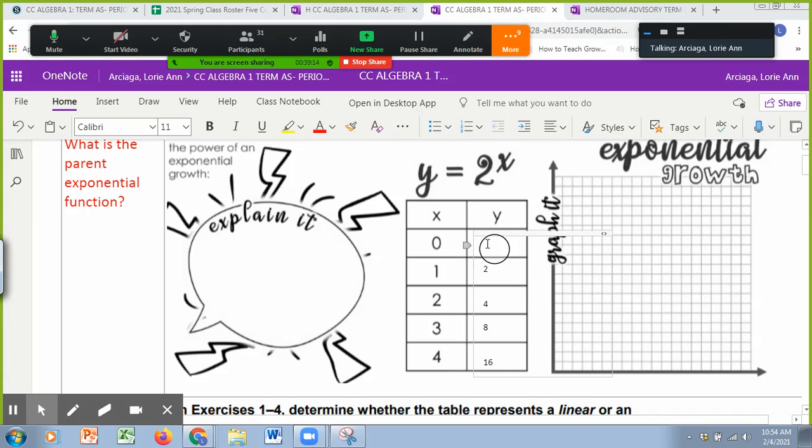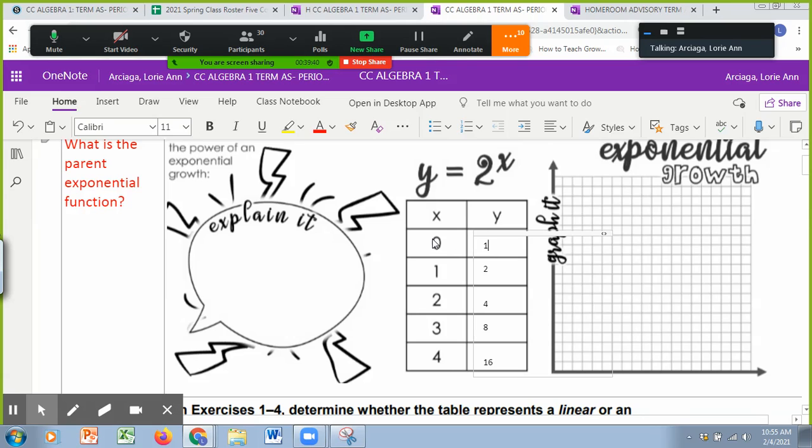If I put 0 here and then I times it by 2, according to Shalia, is 0 times 2, 2? What do you think? 1. Very good, very good. So let's erase that. So this should be 1, right?